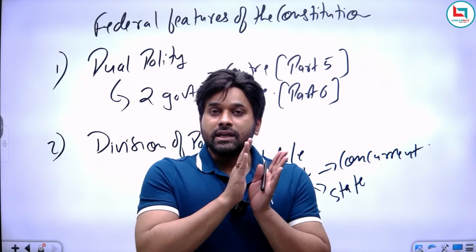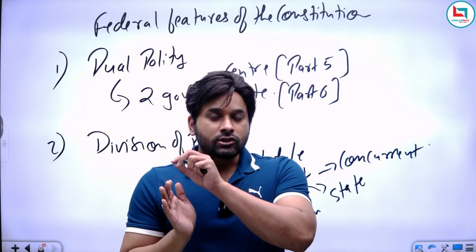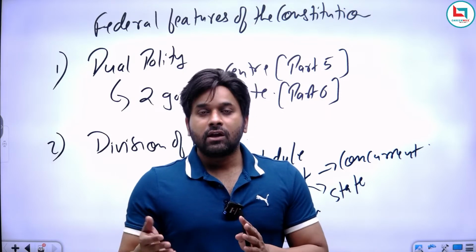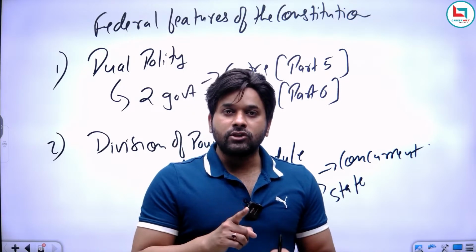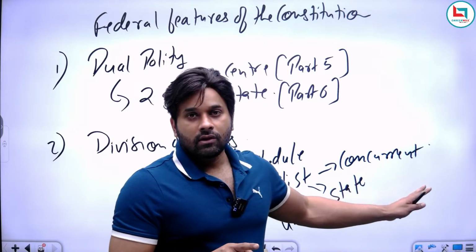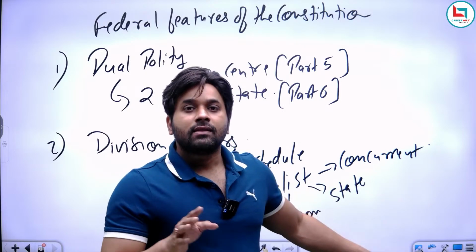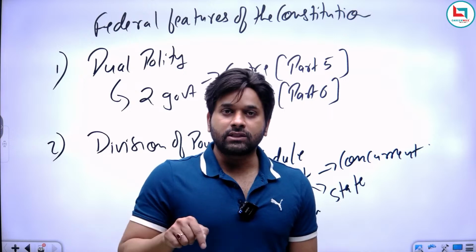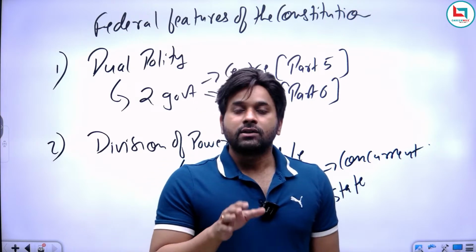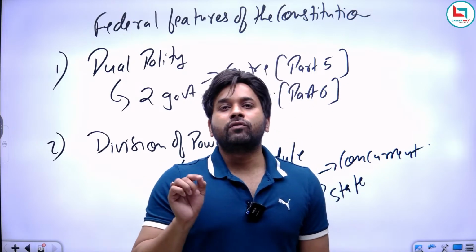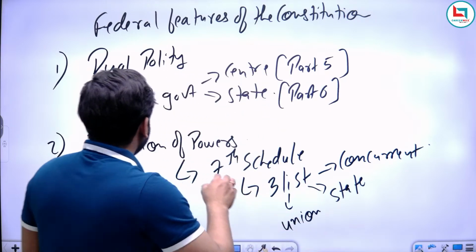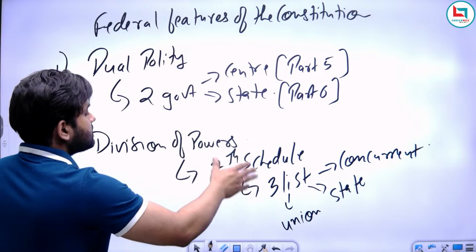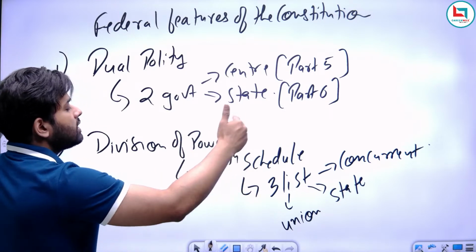Whenever you hear residuary power of legislation, first of all understand what is residuary. Residuary means residuary subject, the subject which is not mentioned in any of the lists. So if a subject is not mentioned in any of the lists, then such a subject is called a residuary subject, and the power to make law on such a subject is with the parliament. Okay, so this is called the residuary power of legislation. So this was the second feature, division of powers, and the division of powers is under the 7th schedule in the form of 3 lists.